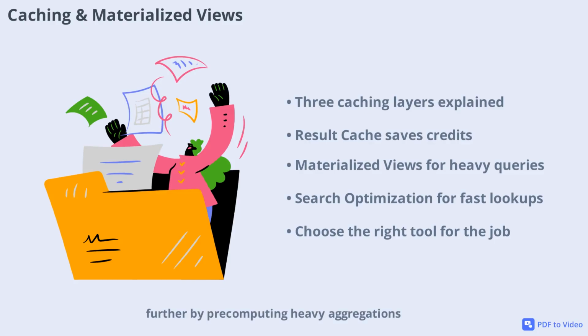Materialized views take this further by precomputing heavy aggregations, perfect for slow-changing tables and repeated queries. But beware, frequent source table updates can rack up maintenance costs. For pinpoint lookups, the search optimization service builds fast access structures, ideal for high cardinality columns like UUIDs or emails. Each optimization tool has its sweet spot. Choose wisely based on your workload.